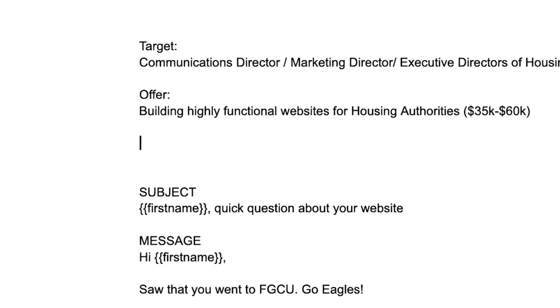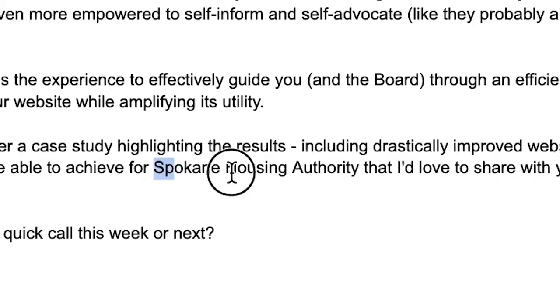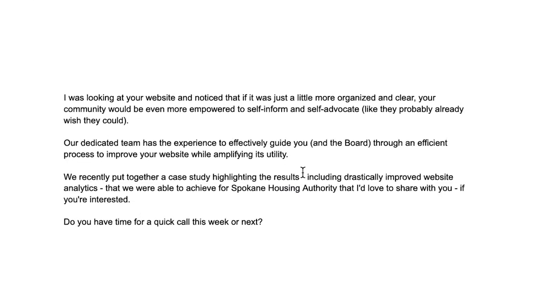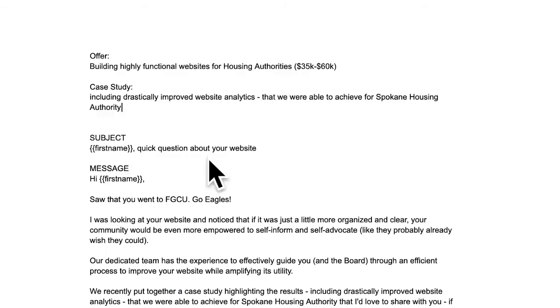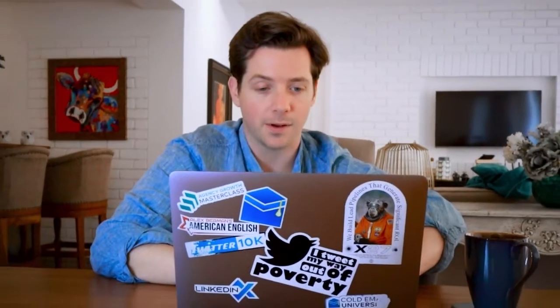And then the case study we can pull from the email itself, which was Spokane Housing Authority, including drastically improved website analytics. I wish he wrote what those were because he doesn't write what they are. So let me just make them up and then he can include the real data. So he's totally right. The case study can't be something that is random and vague. This case study does not really provide any value. It's too vague. It doesn't actually hit on a specific metric that they care about. It doesn't articulate a specific pain point that they care about. It actually just makes you look like you don't know what you're talking about.